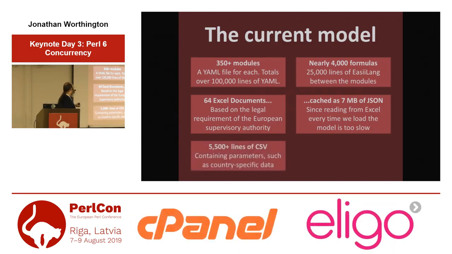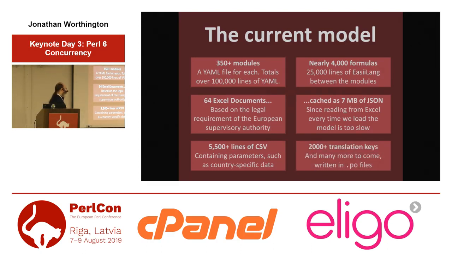And what else do we have? Okay, yeah, of course, there should be some CSV in every good project as well. Not very much of that, only 5,500 lines, that's fine. And then we have some PO files with translation keys, and I think these are not entirely complete yet, so there should be a lot more than 2,000 translations. But okay, that's what we have.